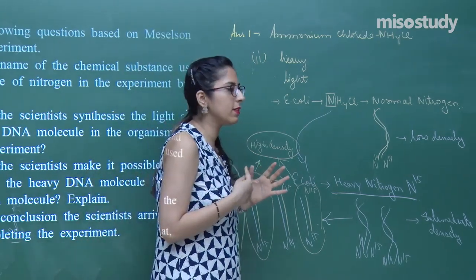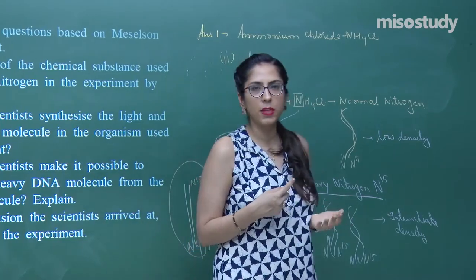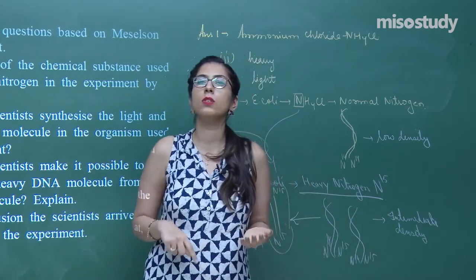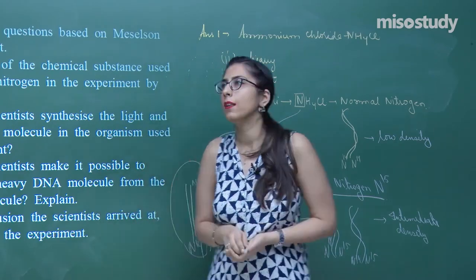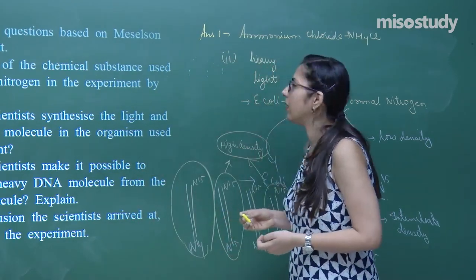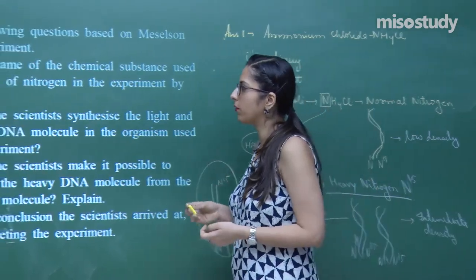The one which is newly synthesized takes the nitrogen which is present in the medium, depending upon which type of nitrogen they take, whether it is heavy nitrogen or light nitrogen. We get to know that this is a semi-conservative DNA replication. Now, come back to the third one.